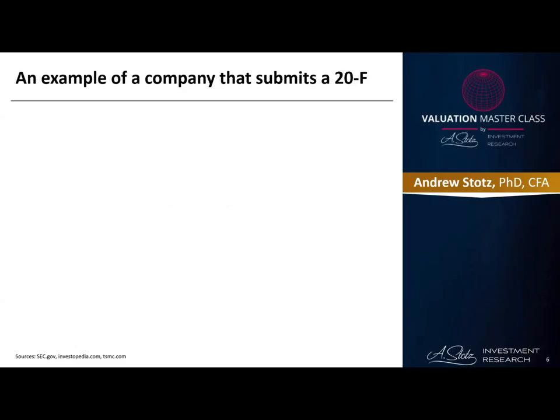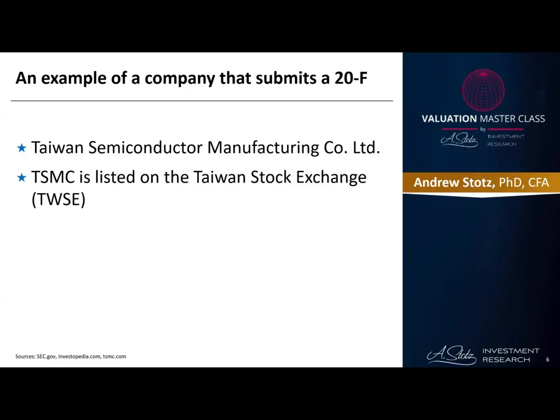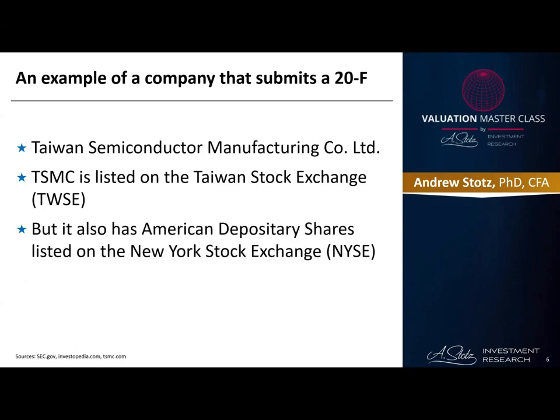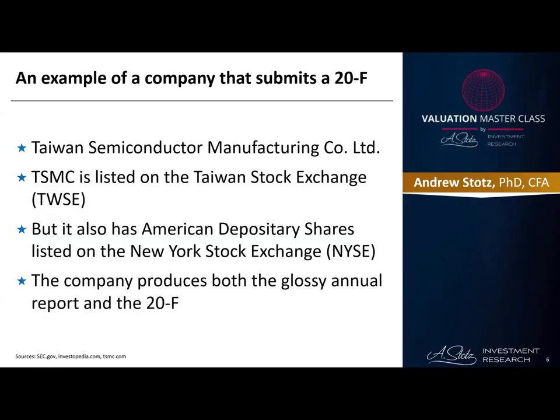Let's take a look at an example of a company that submits a 20F: Taiwan Semiconductor Manufacturing Company, or TSMC. It is listed on the Taiwan Stock Exchange, but they also have American depository shares listed on the New York Stock Exchange as well. The company produces both the glossy annual report and also the 20F form.